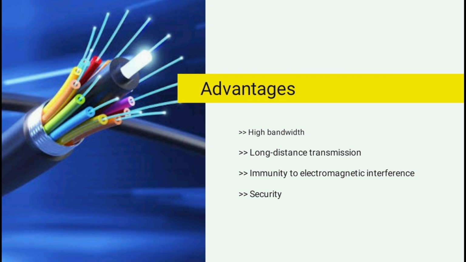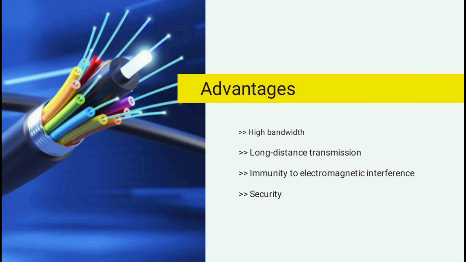Fiber optic cables can transmit data over much longer distances than copper cables without experiencing signal degradation, making them ideal for long-distance connections such as between different cities or countries. Immunity to electromagnetic interference. Fiber optic cables are immune to electromagnetic interference, making them less susceptible to noise and signal loss compared to copper cables.